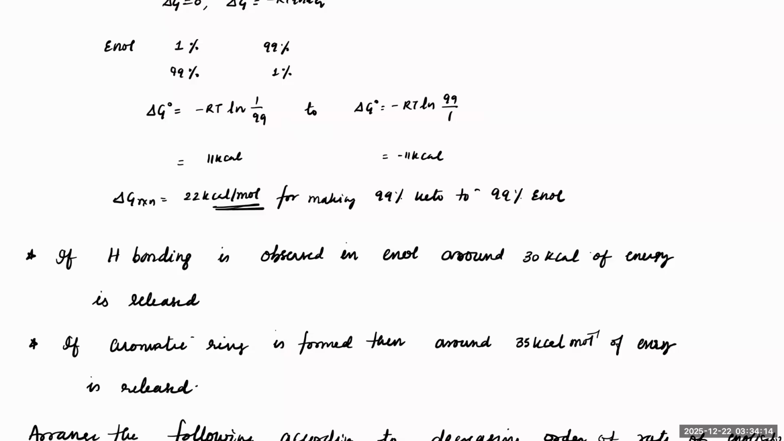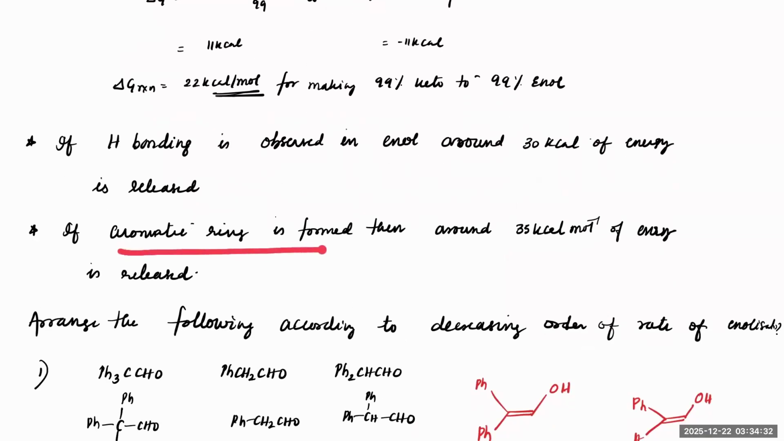Hence, suppose in enol there is intramolecular hydrogen bonding established. One hydrogen bond can actually make a difference of 30 kilocalories. This much amount of attraction you can have. Or if an aromatic ring is formed, minimum 35 kilocalories of energy is released. Which means if you have any of these two cases, you are certain that the enol is in very large quantity and the ketone is less in quantity.